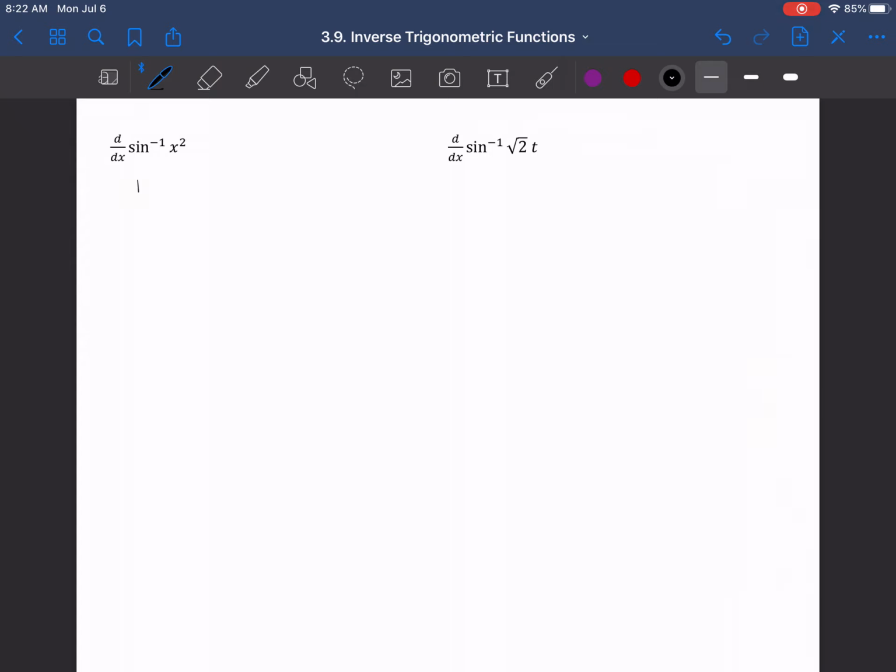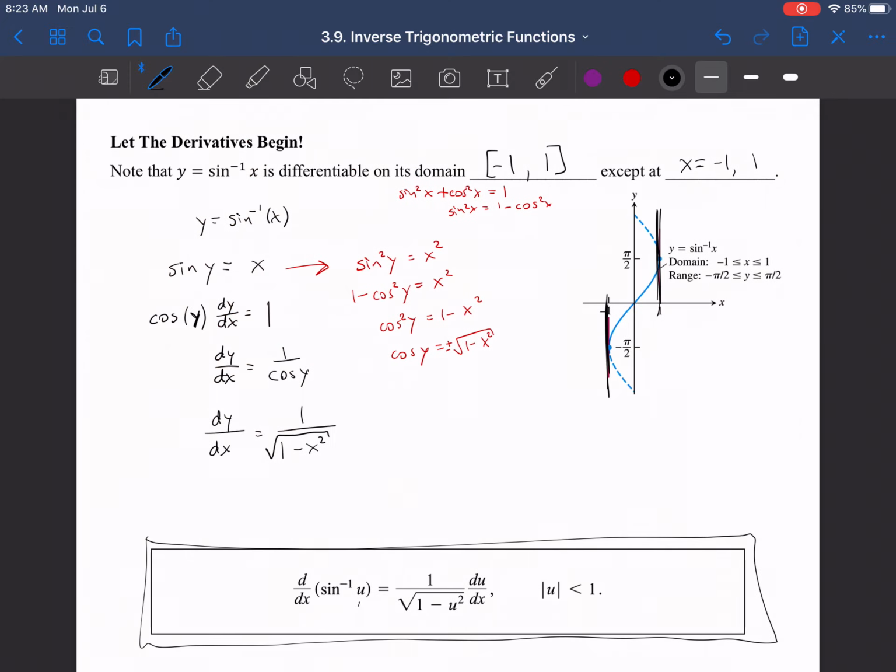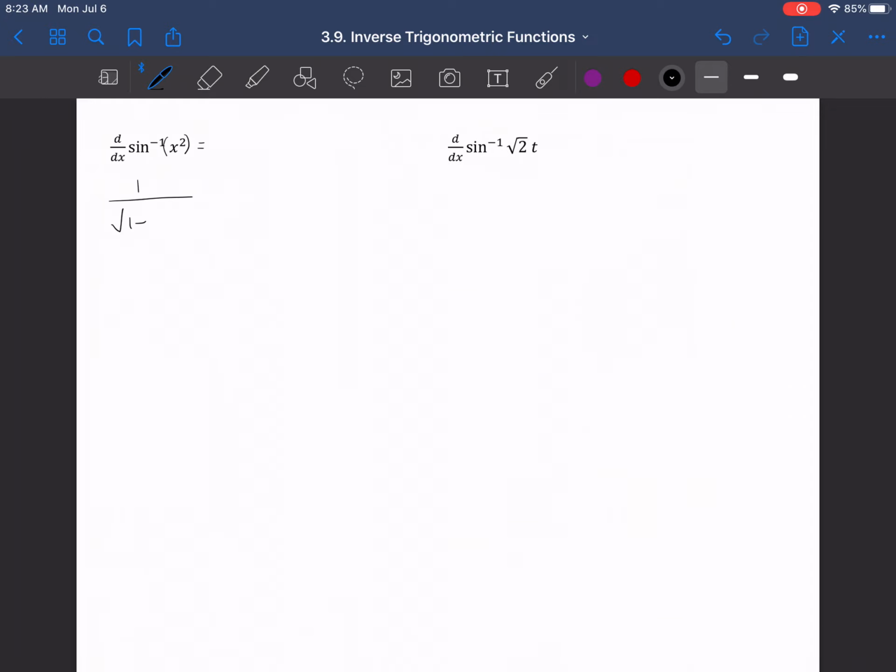So this is 1 over the square root of 1 minus, and this is what is in here. Well, what's in here, that's our u, right? You look back over here, that's what u is, so it's going to be u squared. So it's going to be 1 minus x squared squared, because x squared is our u, right? This is what u is in that formula, okay?